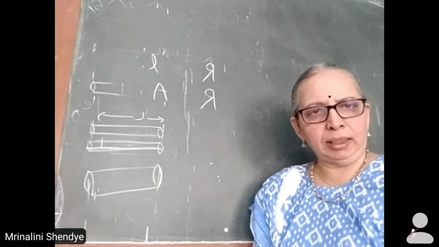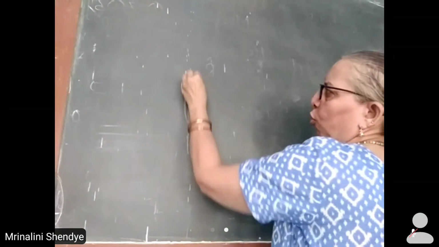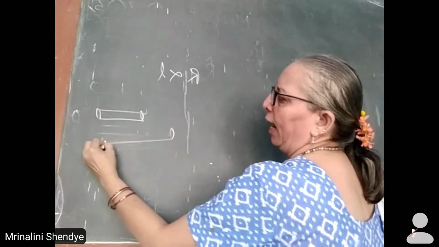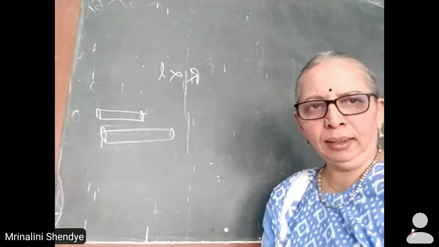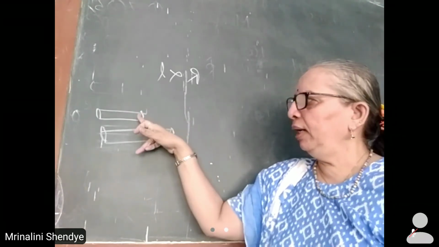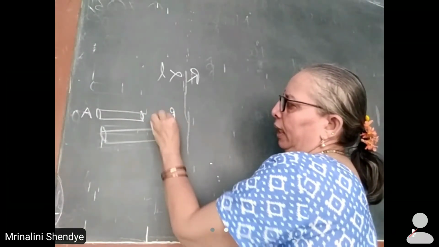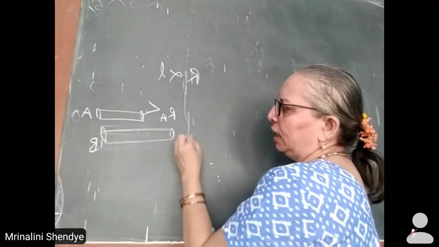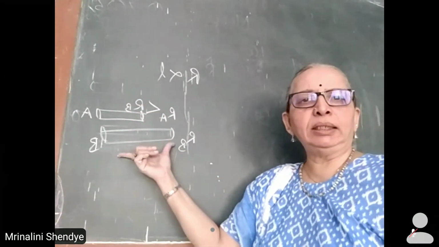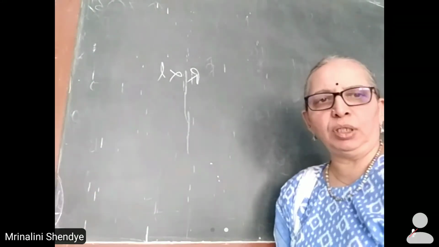When such is the case, it is observed experimentally that R is proportional to L. So if I have two pieces of the same material, maintained at the same temperature and having the same area of cross section, the resistance of piece A is observed to be less than the resistance of piece B. Means if the length is increased, the resistance of the conductor also increases. So we get the relation R proportional to L.